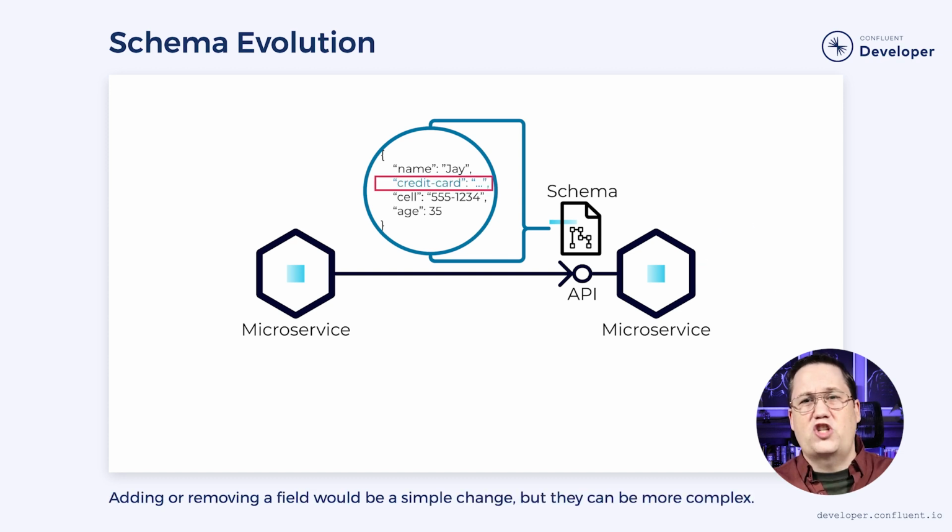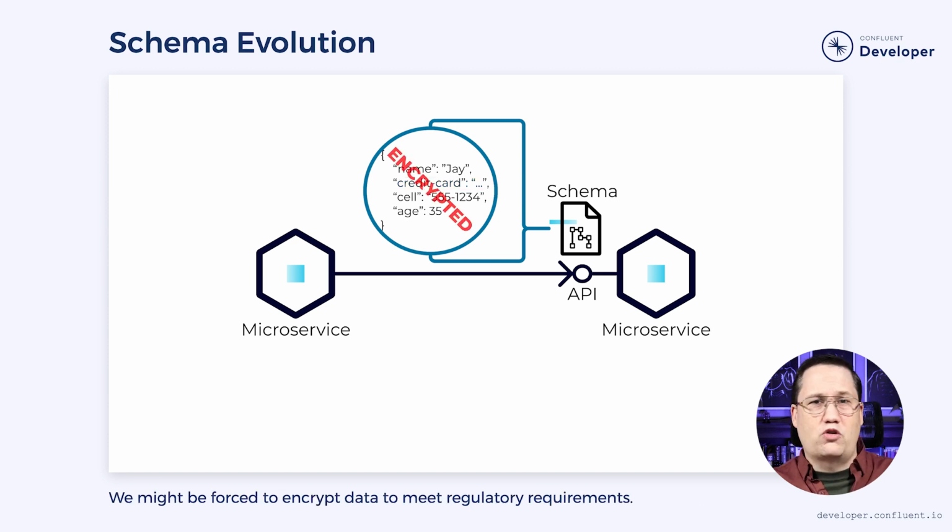These can be simple changes, such as adding or removing a data field, but they can also be complex. We might decide to switch from a JSON format to protobuf to improve performance. Or we might be forced to encrypt data to meet regulatory requirements. Remember, the schema is a contract, and if we break the contract, clients may lose faith in the system. Therefore, it's critical that we evolve the schema in a non-breaking fashion.